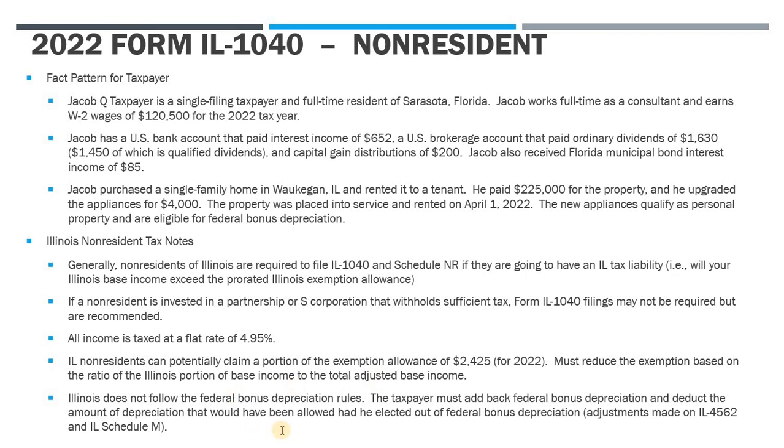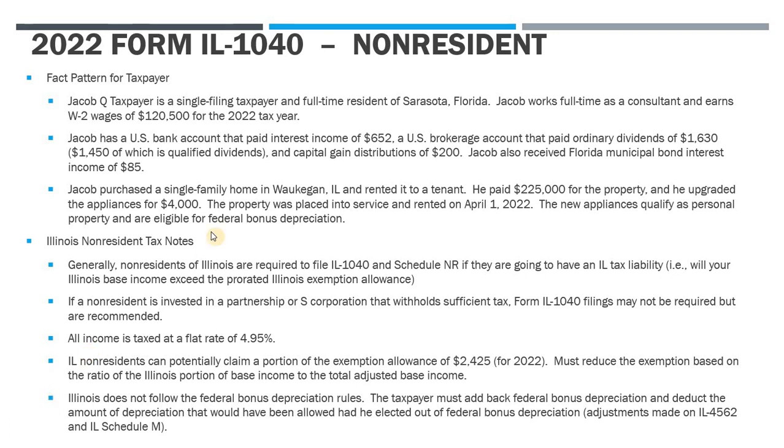And then lastly, just to state again, the federal bonus depreciation rules. Illinois, like a lot of states, does not follow the federal bonus depreciation rules. So for the taxpayer, we have to make adjustments. We have to add back the bonus depreciation claimed and deduct the amount of depreciation that's allowed for Illinois purposes. All of these adjustments are going to be reported on the IL-4562 and the Schedule M.